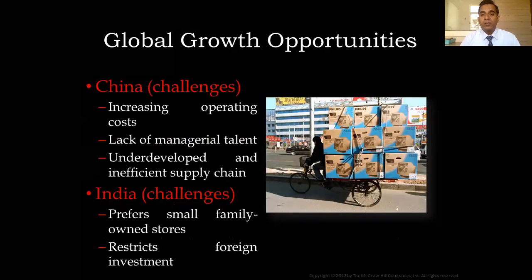Then, global growth opportunities. There is a classification of countries based on the economic growth rate. The economies that are showing a very high growth rate of over 5, 6, 7, and sometimes even above 8%, these nations are referred to as BRICS nations: Brazil, Russia, India, China, and South Africa. These are the countries whose economic growth rate or GDP is very high.